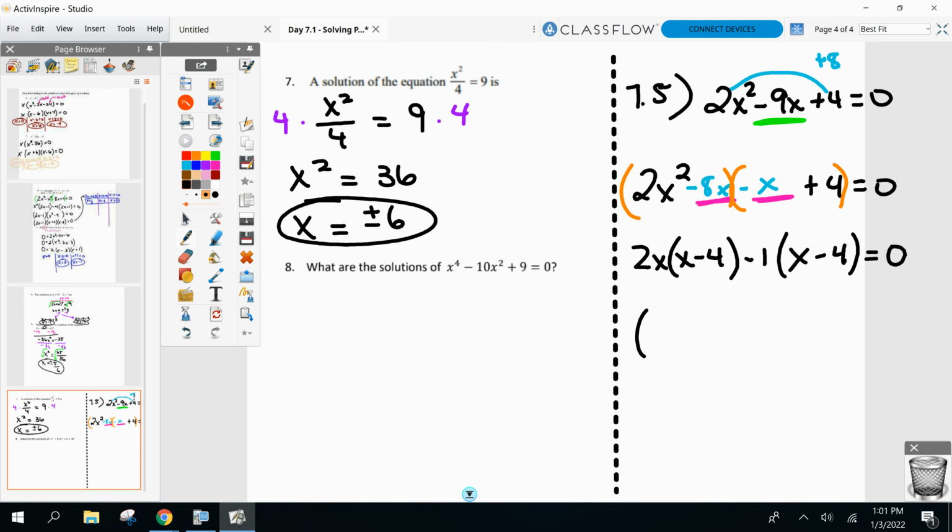What's common on both sides? X minus 4. And then I'm going to have a 2x minus 1 left over. Perfect, because how many answers should I have had? 2. Look at the original problem. 2, highest exponent. Yep.